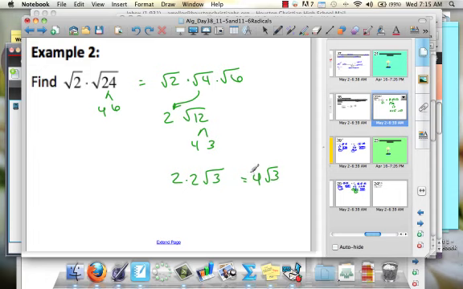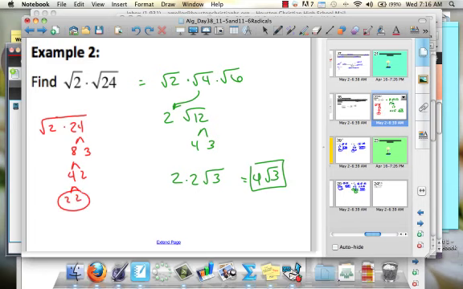And you probably said, Mrs. Meller, that was really confusing. Is there any other way we could have done that? And I say, of course there is. This is probably how I would have thought of it to begin with. The square root of 2 just has the factors of 2 inside it. And then I'm going to multiply that by 24. And 24 is 8 times 3. And 8 is 4 times 2. And 4 is 2 times 2.